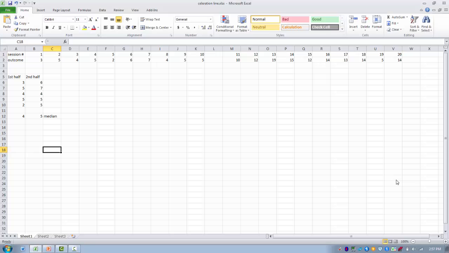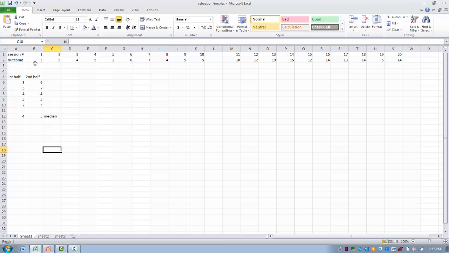So here we are in a basic Excel spreadsheet, and what you'll notice across the top here are our data points. So the first row represents what I'm calling the session number or the observation. So we have 20 observations. As you can see, these are numbered in ascending order. In the row below that is the outcome, the actual value that I measured for my outcome. And again, your outcome can be anything numeric.